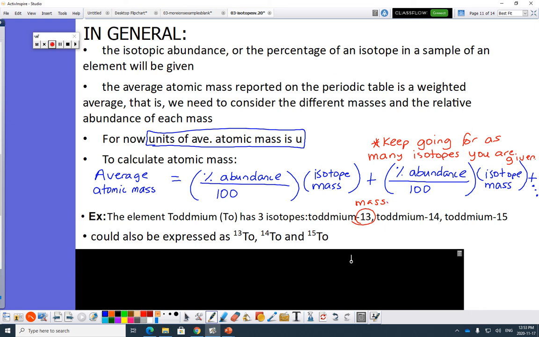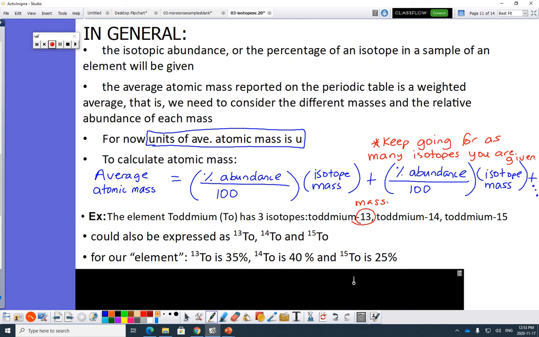And then you have to be given percentages. So cadmium 13 is 35% abundant. Cadmium 14 is 40, and cadmium 15 is 25. The total should be 100. Okay, that makes sense. Sometimes the abundances will be like 15.1 or whatever. It will be a decimal. Just use that. Okay, you don't have to round. It doesn't have to be a whole number.